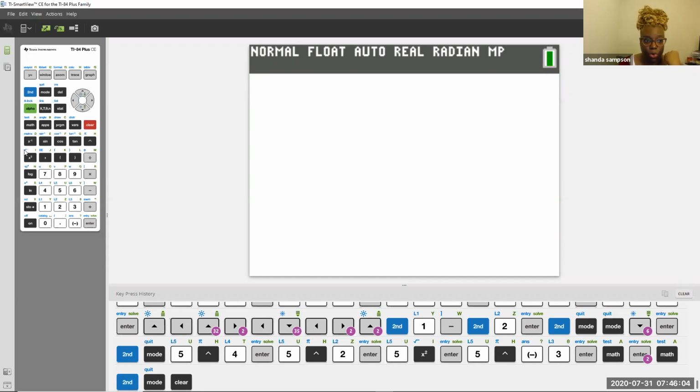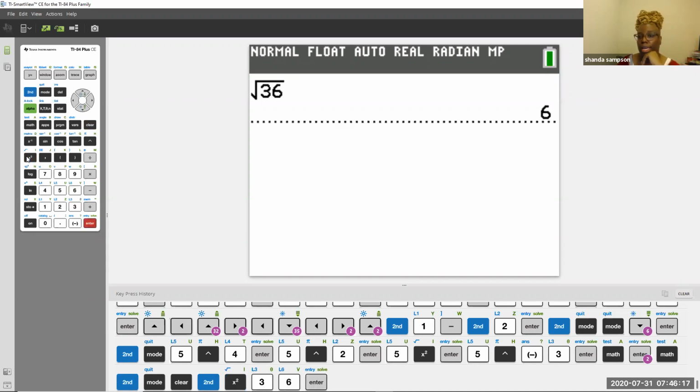So for instance, the square root is in blue, so you need to hit the blue button, or the second button. So we're going to hit second, and then we're going to hit square root. And then we can put in 36 like we just did. Hit enter, and that's it. And remember, enter is the function that is like your equals in the older calculators, okay?